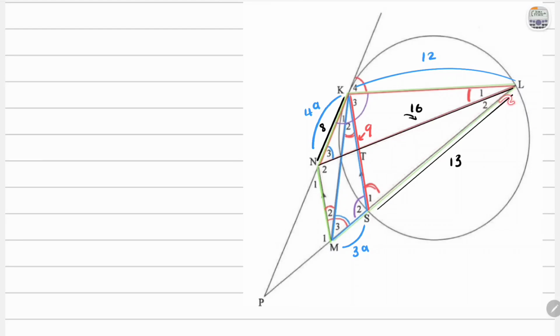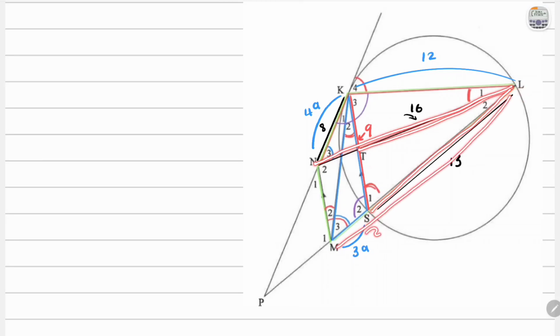Now, in order to use that, since LT is missing, that's fine. We would need one of the lengths on this line. They gave us the length of LN, so that's great. We can use LT over LN. Then on the other side of this triangle, we would also have to have LS, which we do have. It's 13 units. And then this needs to go over LM.